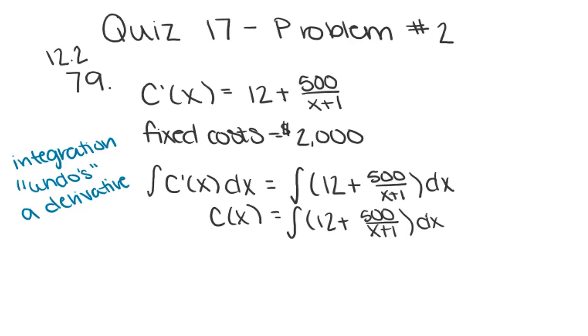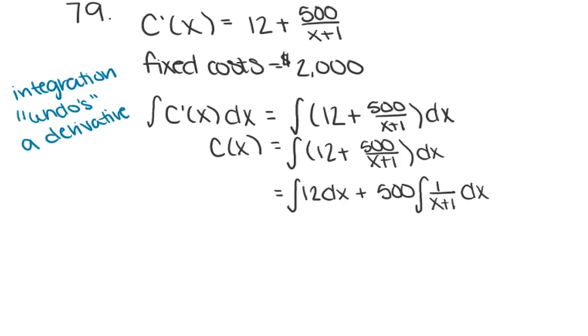Okay, cool. So now we want to break up this integral into two parts. Because we have this x plus 1 in the denominator, we know that we're going to have to do a u substitution. And if we're doing a u substitution, we need to break up an integral into its smallest parts. So we're going to have 12 dx plus, I'm just going to move that 500 out, the integral of 1 over x plus 1 dx.